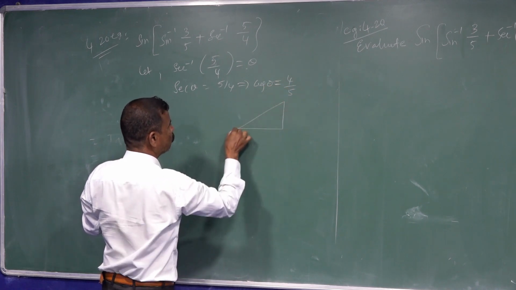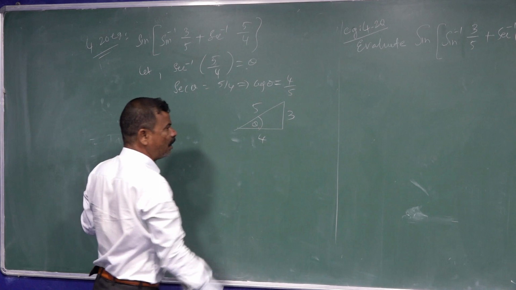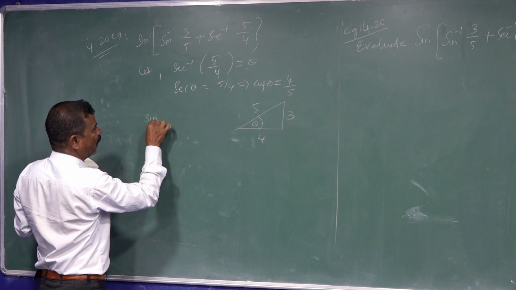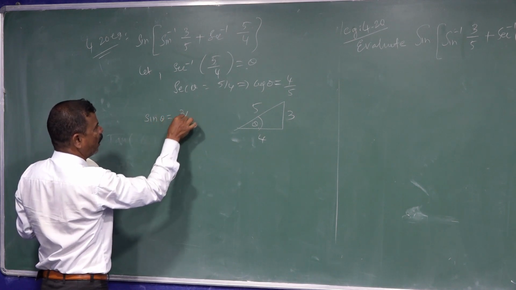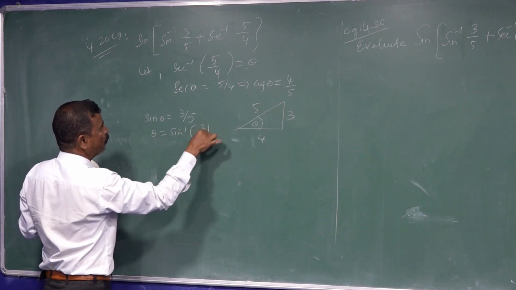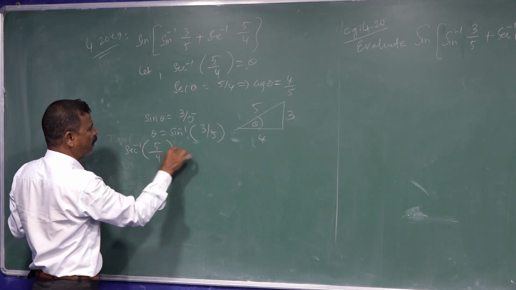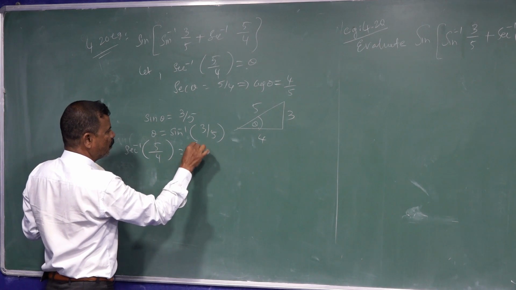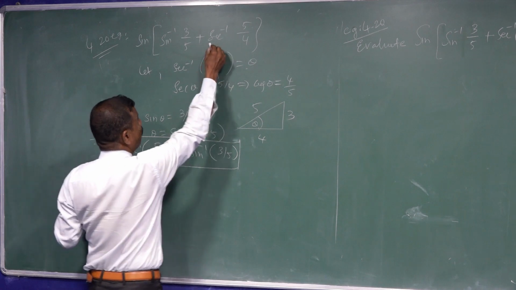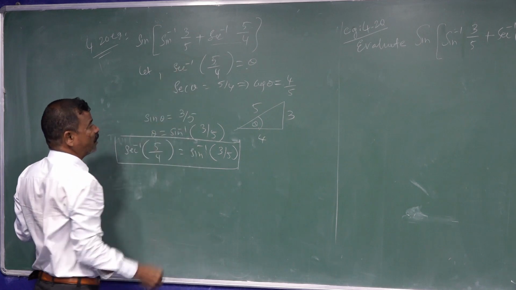So by the triangle, for theta, this side is 4, this is 5. With this combination, the opposite side is 3. In terms of sin, sin theta is equal to 3 by 5. So theta is equal to sin inverse of 3 by 5. Finally, the value of sec inverse of 5 by 4 in terms of sin inverse 3 by 5 is sin inverse 3 by 5.